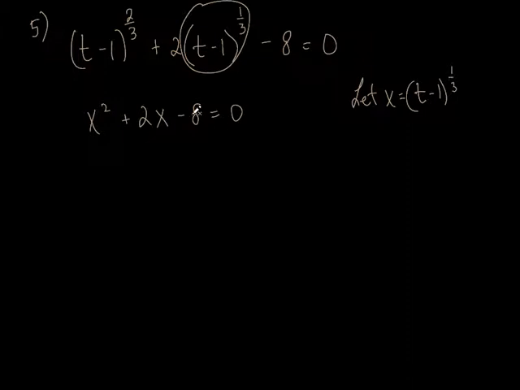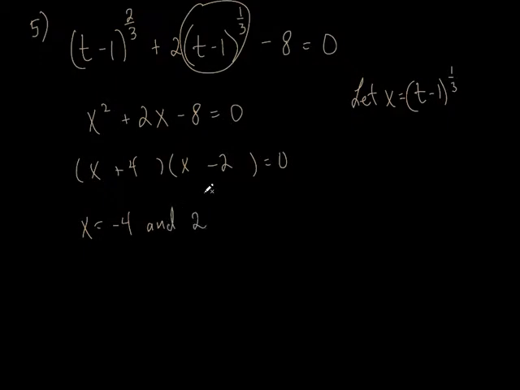So let's see. This factors real nice and pretty, doesn't it? Got an x here, got an x here, got a positive 4 and a negative 2. Multiplies to be negative 8, adds up to be positive 2. Set them both equal to 0. You can do that in your head. What's x equal? Negative 4 and positive 2.